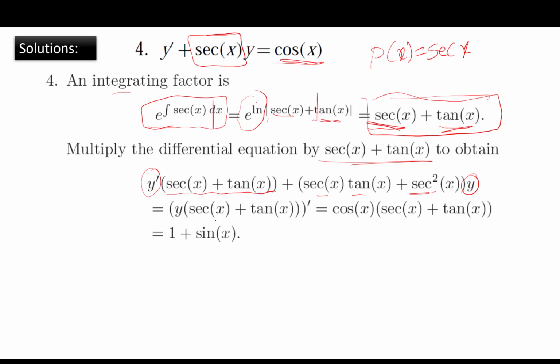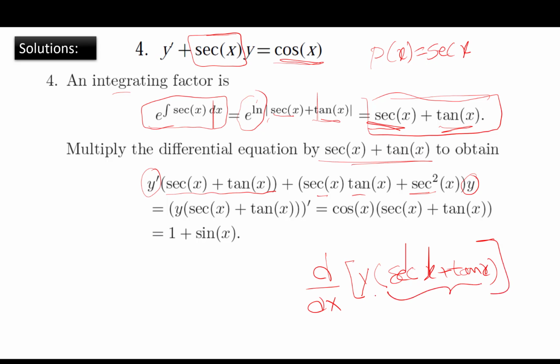If you look at them, they are the derivative of y with respect to x, for what? Exactly, y, and the other one is going to be sec x plus tan x. This is the derivative that we are having. This is one function and this is another function, and this is the derivative, which is equal to cosine x times sec x plus tan x.